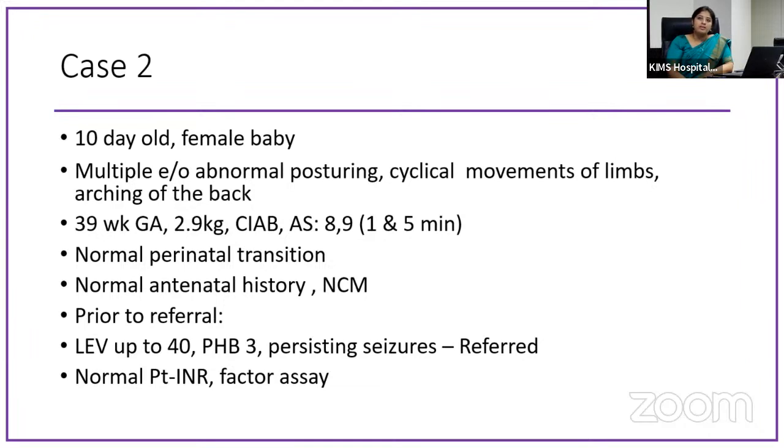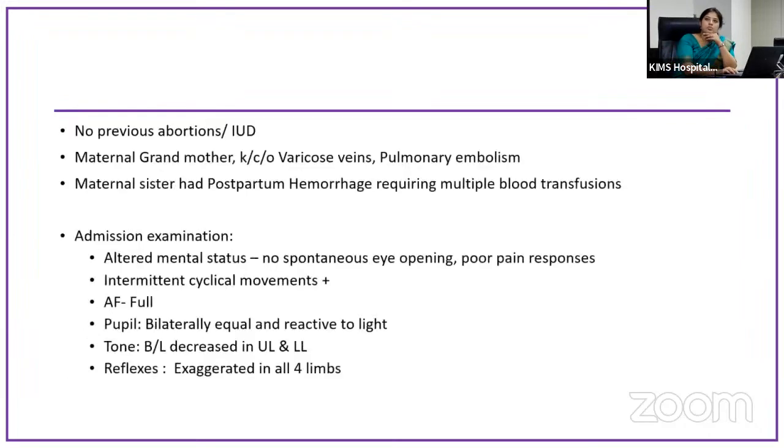So this was a 39-week baby who was 2.9 kg at birth, cried immediately after birth, and had good APGAR scores. The baby had a normal perinatal transition, had a normal antenatal history, and the parents have a non-consanguineous marriage. Prior to referral, the baby received levetiracetam up to 40, phenobarbital up to 3, and was referred in view of persisting seizures. The baby also had a normal PT/INR and factor assay, which was done prior to referral.